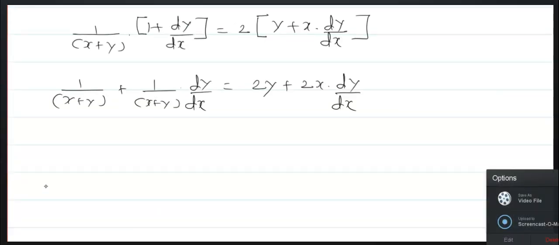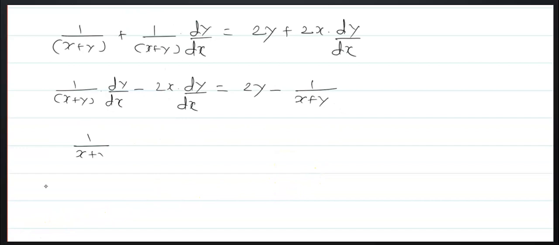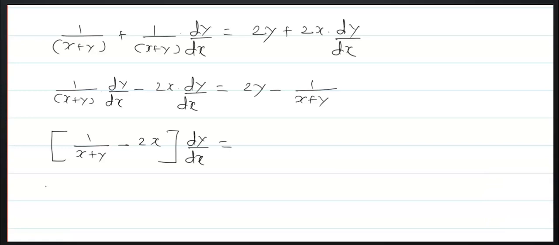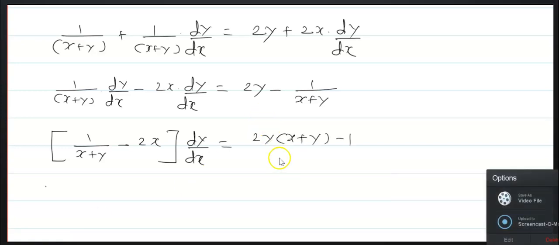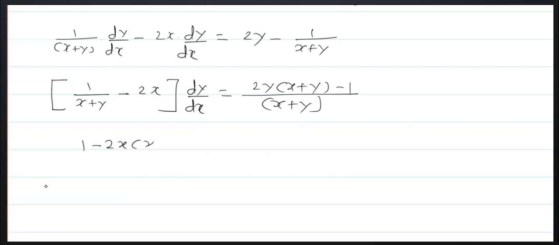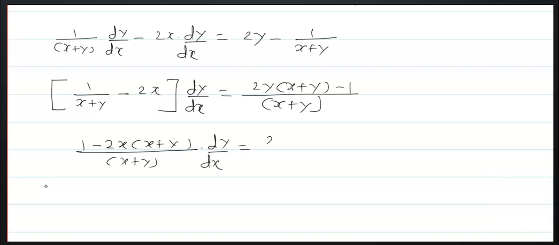Now collect the terms of dy by dx on one side and then simplify. 1 upon x plus y into dy by dx minus 2x into dy by dx is equal to 2y minus 1 upon x plus y. If you take dy by dx as common, then (1 upon x plus y minus 2x) into dy by dx is equal to (2y into (x plus y) minus 1) upon x plus y. On this side, (1 minus 2x (x plus y)) upon x plus y into dy by dx is equal to 2y (x plus y) minus 1 upon x plus y.